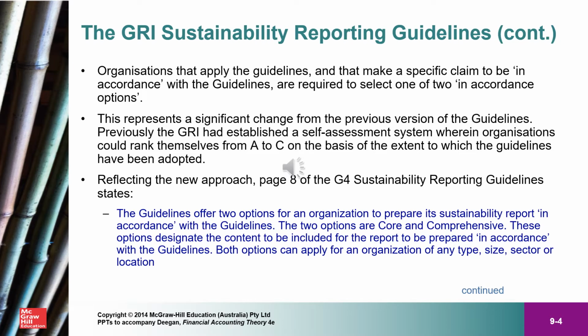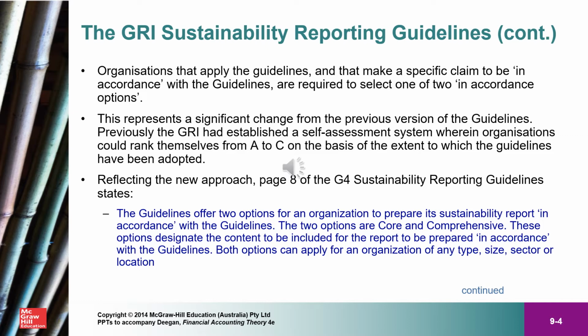Organizations that apply the guidelines and that make a specific claim to be in accordance with the guidelines are required to select one of 2 in accordance options. This represents a significant change from the previous version of the guidelines. Previously, the GRI had established a self-assessment system wherein organizations could rank themselves from A to C on the basis of the extent to which the guidelines have been adopted.